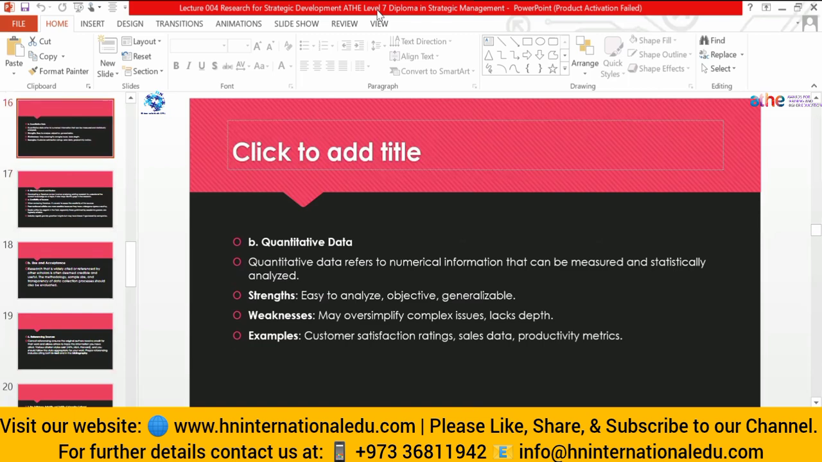Quantitative data refers to the numerical information that can be measured and statistically analyzed. That is, you perform different techniques and tools, software in your research, like SPSS, Excel, different calculations, and so on. Strength: easy to analyze, objective, generalizable, because they are usually numbers. So it gets way too easy to apprehend the data. However, it may oversimplify complex issues and lack depth, because you're only giving the numbers. But what actually it is depicting, sometimes it lacks.